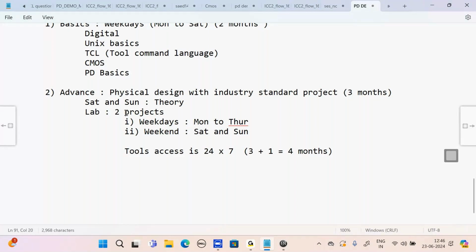Most of the students will not do it because they will get the job even before doing the second project, or few will do it to refresh the same concepts, because doing the project is not important. Answering in the interview is important, right?